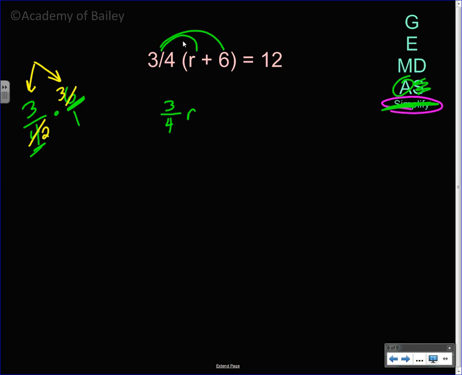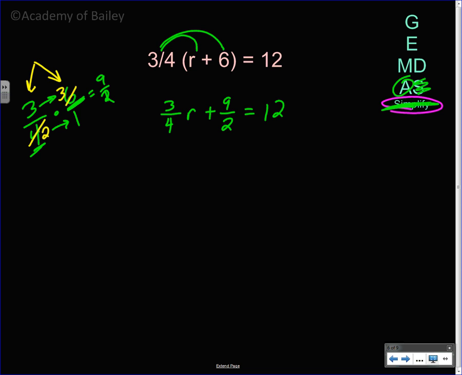Let's go back to what we're working on, though. What we're working on now is 3 times 3, which is 9, and 2 times 1, which is 2. 9/2. 3/4 times 6 is 9/2. That's equal to 12.